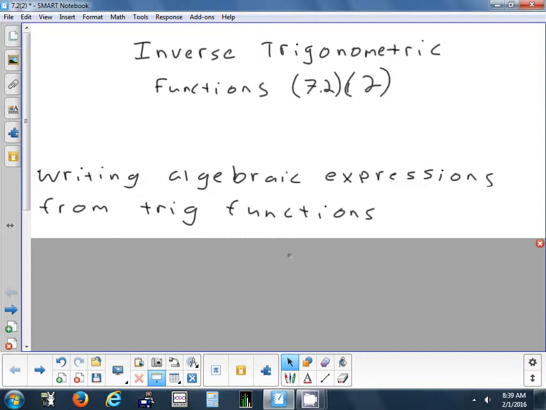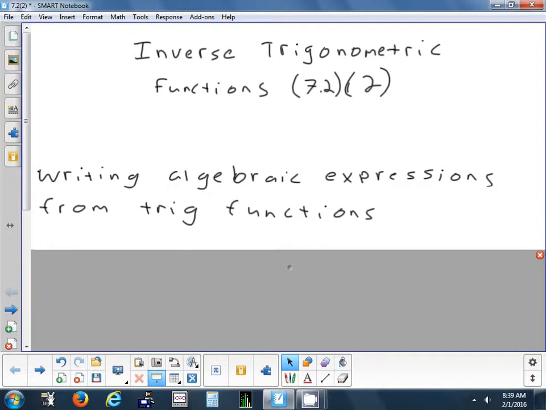Okay, so some things we'll keep in mind. We're going to use the Pythagorean Theorem. That's going to come in handy. And SOHCAHTOA. So knowing sine is opposite over hypotenuse, cosine is adjacent over hypotenuse, and tangent, what's tangent? Opposite over adjacent. Okay, so those things will come up as well.